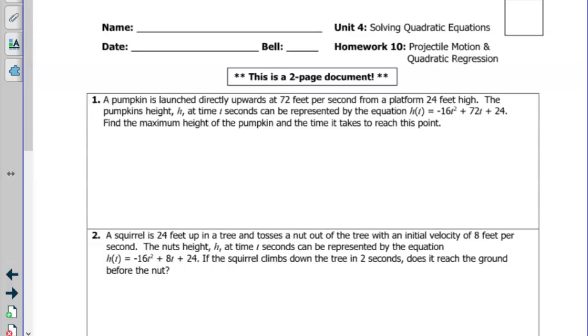I was trying to remember 9.8 meters per second. It's converted to feet. So the negative 16, that is the speed at which that object falls, but in feet. And if you look, all of these were in feet.